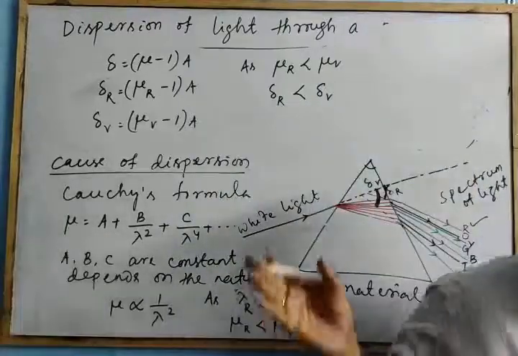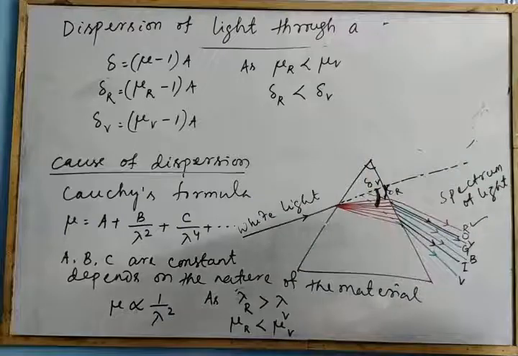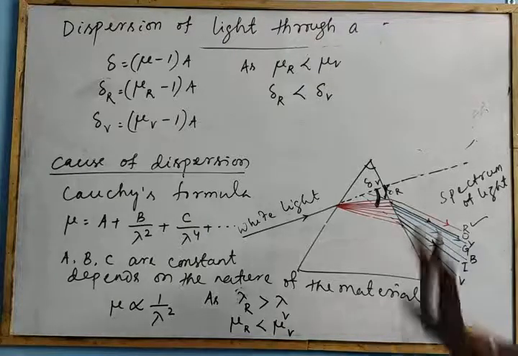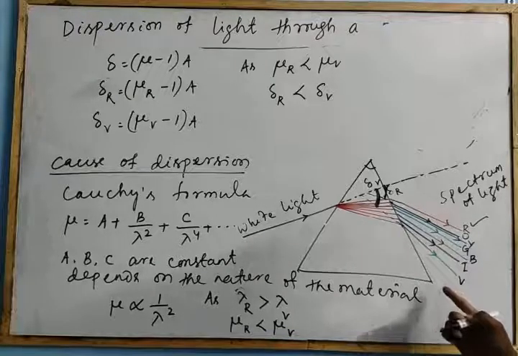And all the colors in between them get different angles of deviation. Clear? So this is the cause of the dispersion of light. Is that clear? So this is the cause for dispersion, right? So it means the red color deviates least, and the violet color deviates most.